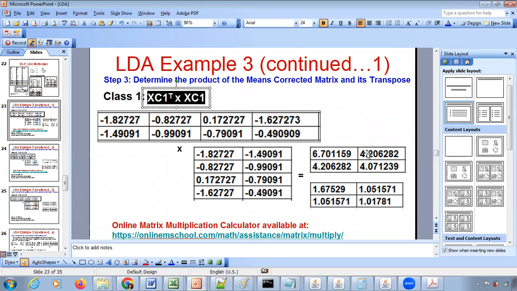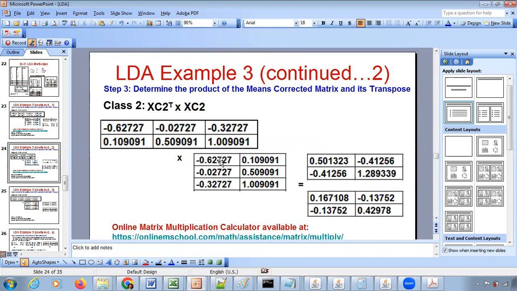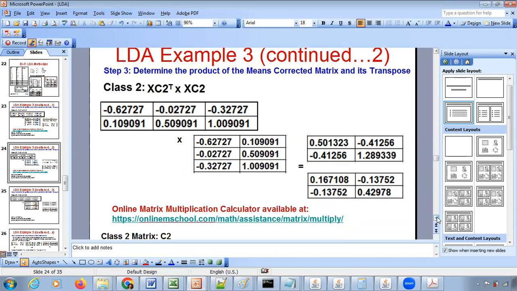And you divide these entries by the number of records for class 1. You have 4 records for class 1. So divide the 6.701 by 4, you get 1.675, then 4.206 by 4 is this, and so on. Do the same thing for the other 2 classes. So this is the means corrected matrix for XC2, and this is its transpose. So multiply the transpose by the matrix itself, you get this 2 by 2 matrix. Divide by, again, there are 3 records in class 2. So you divide these numbers by 3, you get this matrix. Do the same thing for class 3.